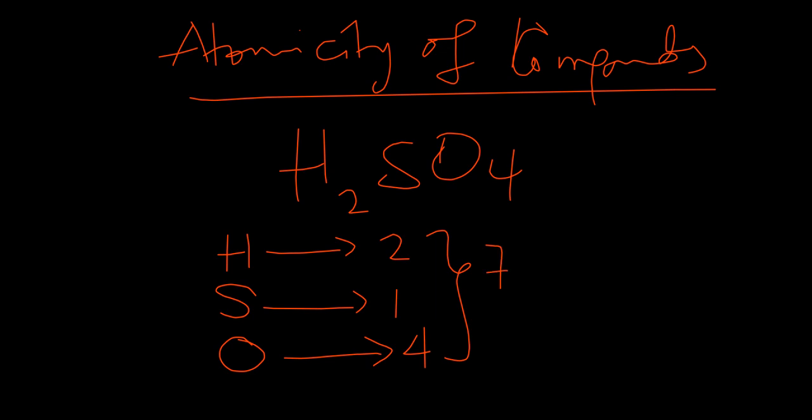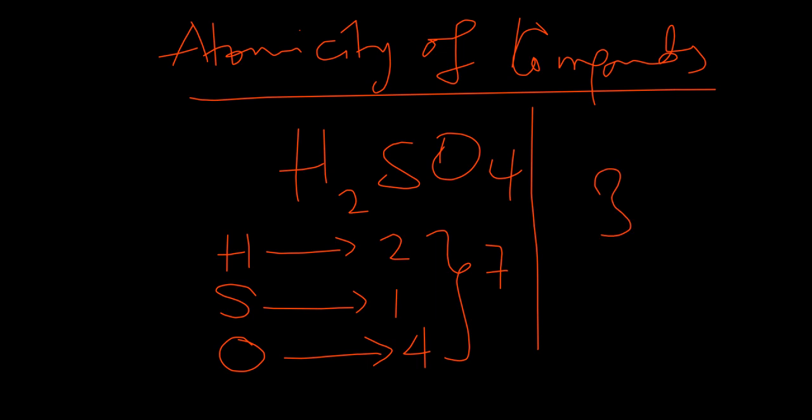So the atomicity of H2SO4 is 7. Now, I need us to differentiate between this and the number of elements in H2SO4. If you are asked how many atoms are in this compound H2SO4, the answer is 7. However, if you are asked how many elements are in this compound H2SO4, the answer is 3.